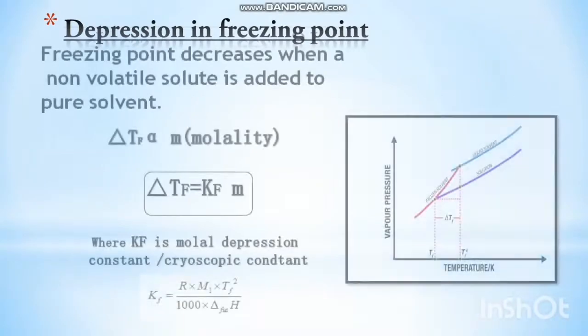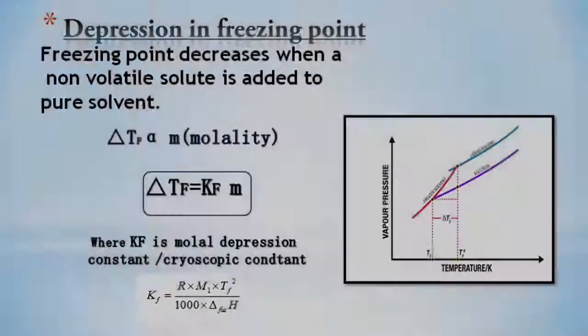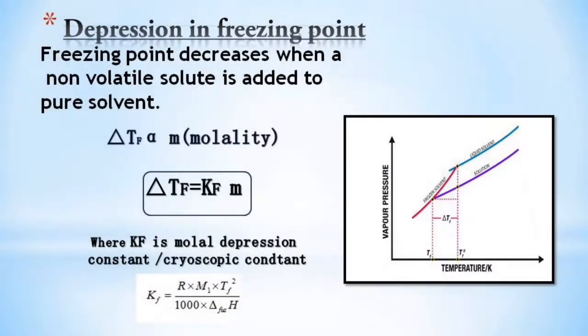Depression in freezing point. Freezing point decreases when a non-volatile solute is added to the pure solvent. Delta Tf is directly proportional to molality. Delta Tf is equal to Kf m, where Kf is the molal depression constant or cryoscopic constant.